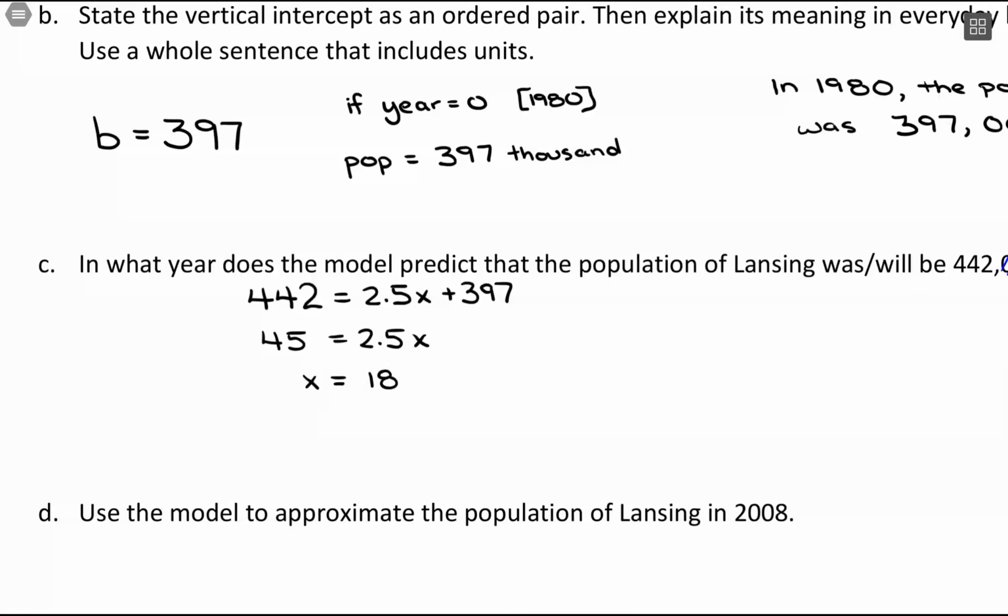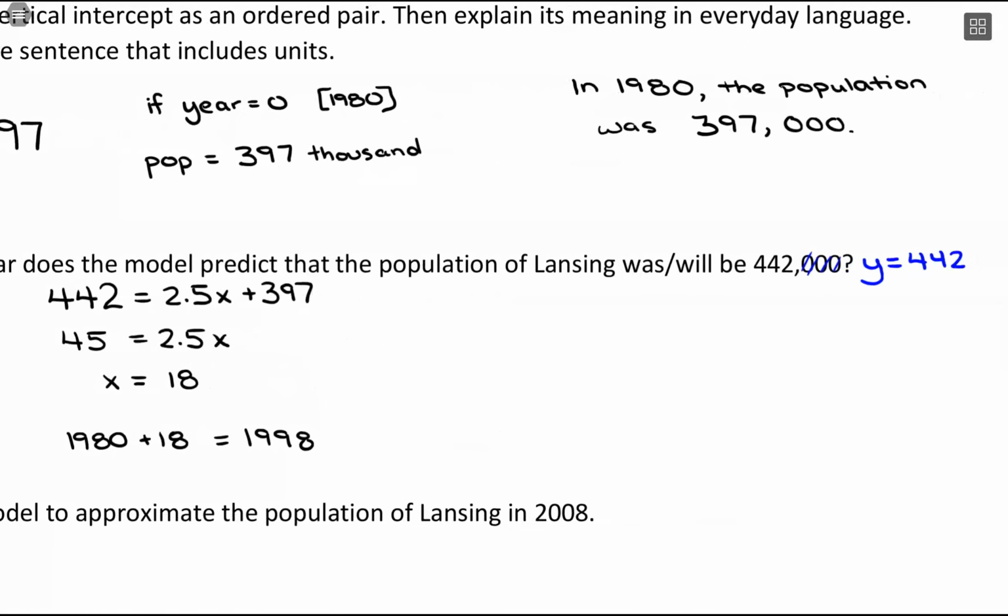Now x is in years after 1980, so to find the year, I just add on that amount of years to 1980, which brings us to 1998. So in 1998, the population was 442,000.